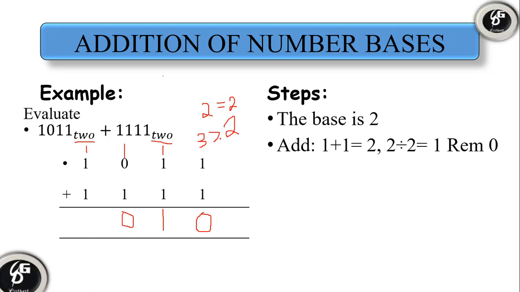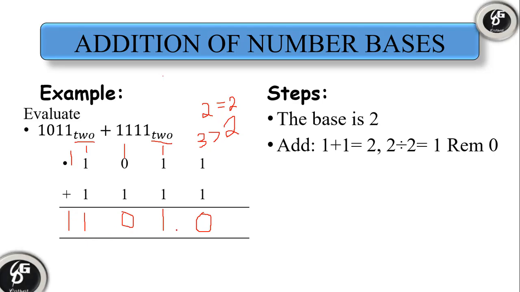So 1 plus 1 plus 1, which is 3 again. 3 is greater than 2, so I divide it by 2. So 2 goes in 3 is 1, remainder 1. So I'm carrying the 1. So 1 plus 0 is 1.